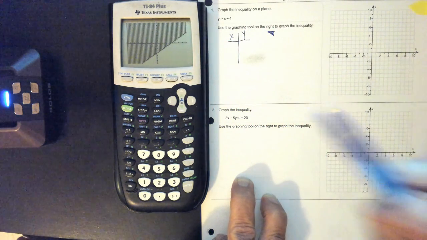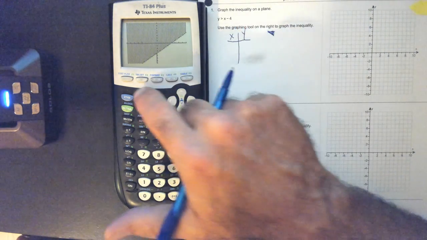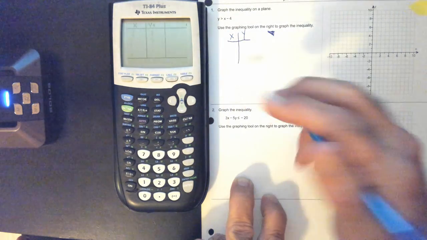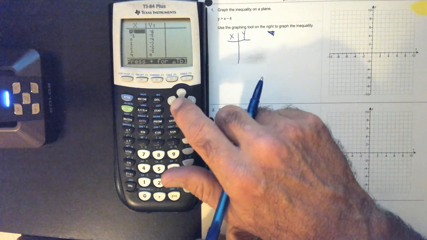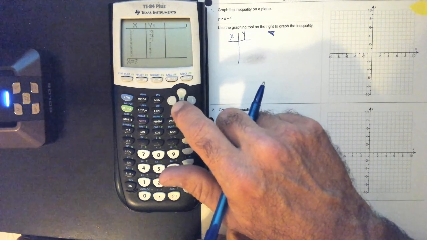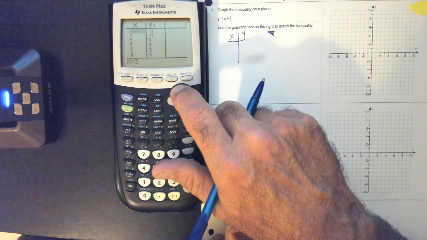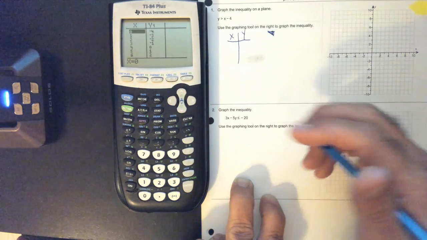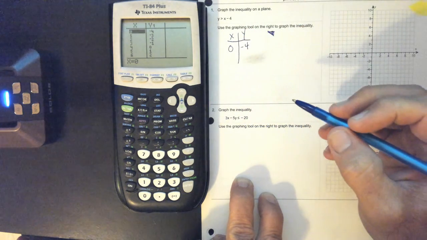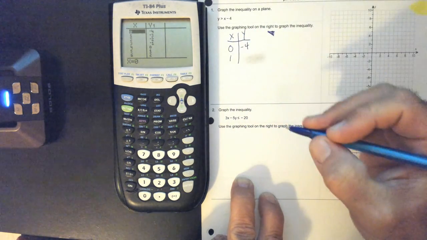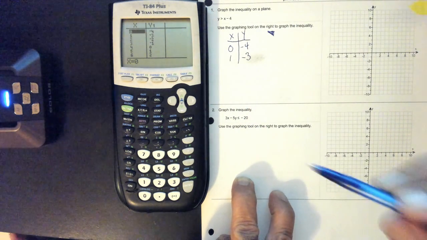So let's see how I would put this into MATLAB. I need to get some points. To get some points, I'm going to hit second graph and pull up my table. So there's a list of points right there. I want that 0 up there because that's the easy one to point. So let me get back to it. I zoomed too far. Alright, so there's my 0. At 0, I got a y value of negative 4. When x is 1, I got a y value of negative 3. Now, that's enough points to plot this into MATLAB.